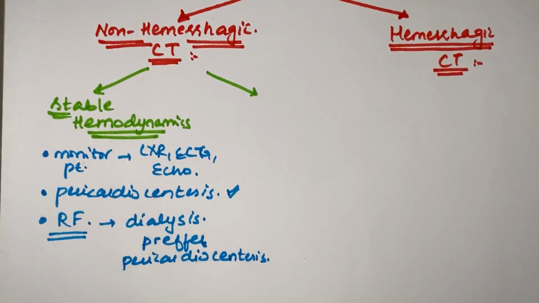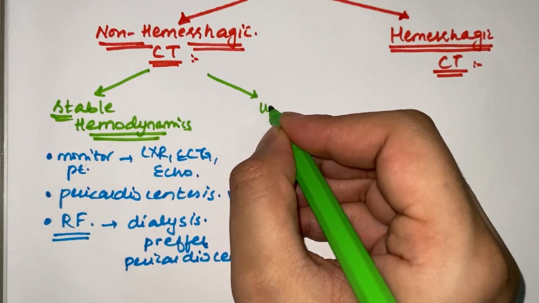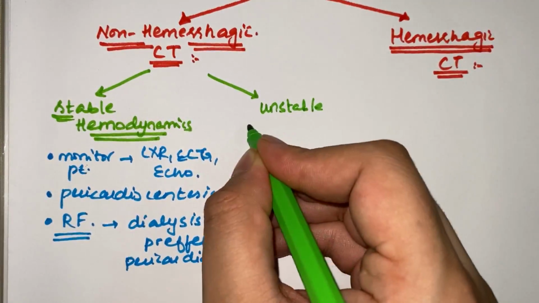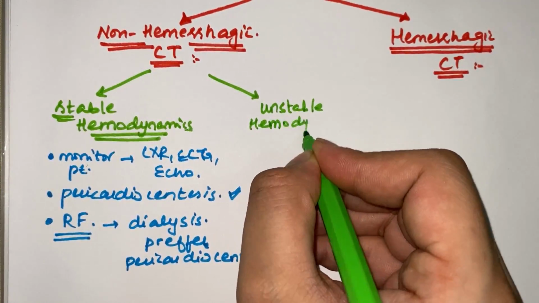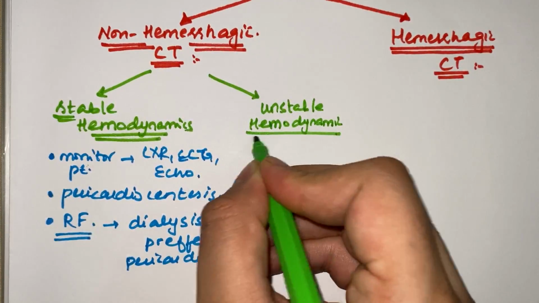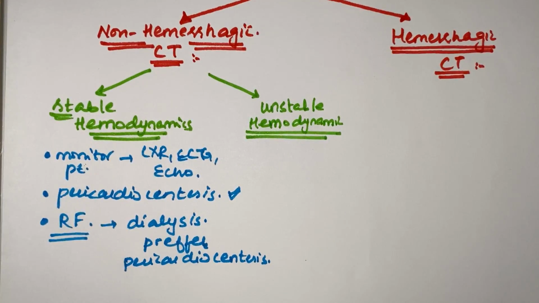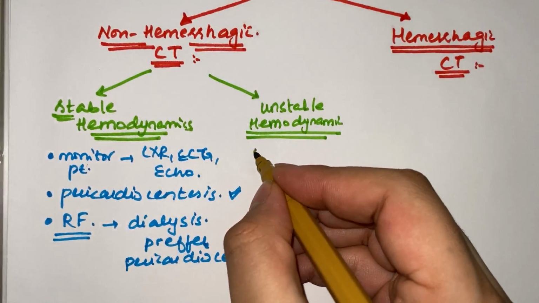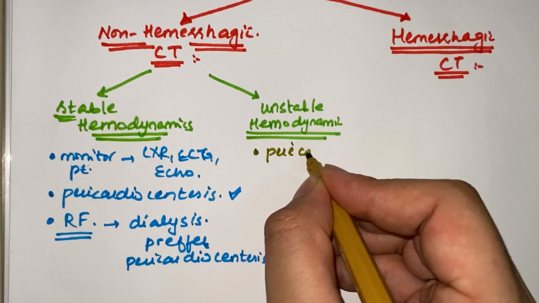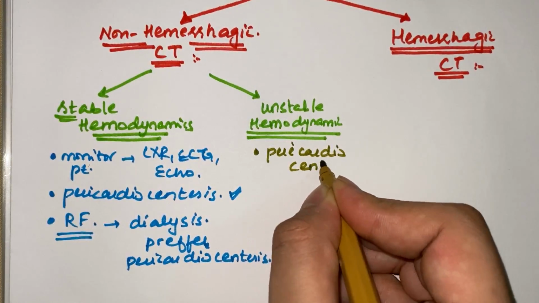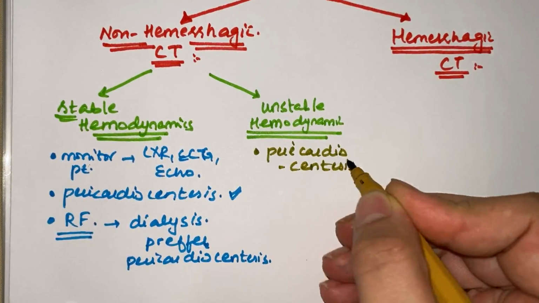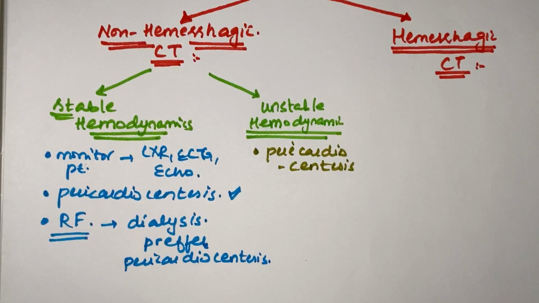Moving on to the next condition: if the patient is hemodynamically unstable, then we will immediately perform pericardiocentesis. In pericardiocentesis, through a needle we aspirate the fluid from the pericardial cavity so that the patient's main symptoms are relieved, and the main cause of the disease is relieved.